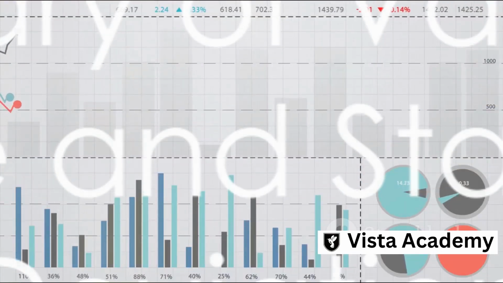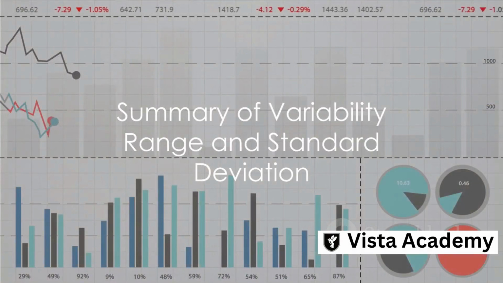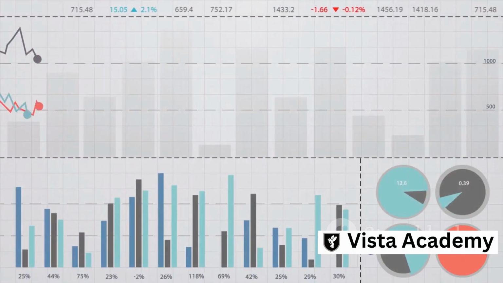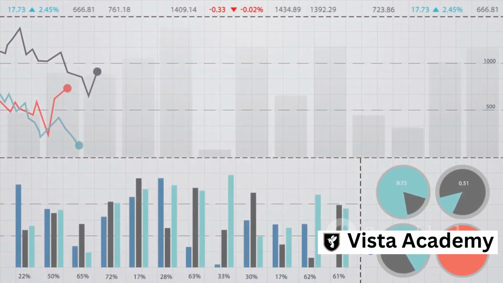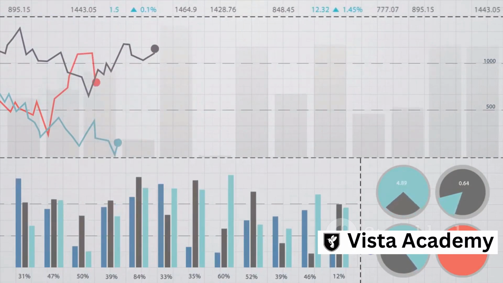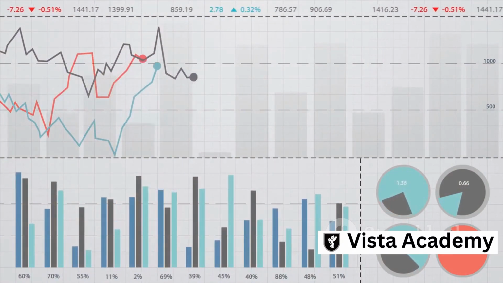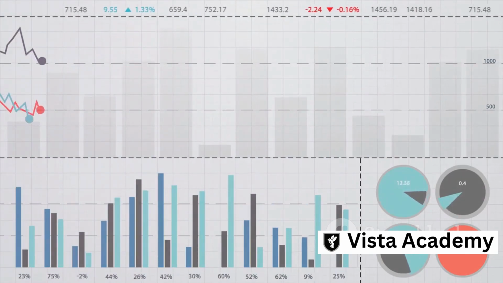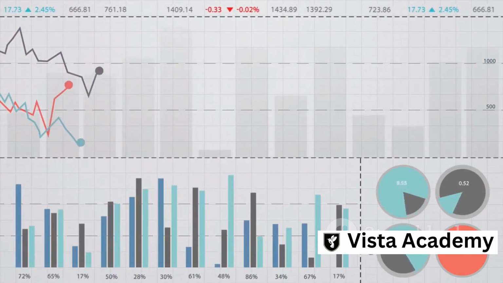Remember, variability range is a quick measure of spread, focusing on the extreme data points. It's like taking a snapshot of the highest and lowest points. Standard deviation, on the other hand, is a more detailed measure that considers every data point in relation to the mean. It's like creating a detailed map that shows the distance of each point from the center.